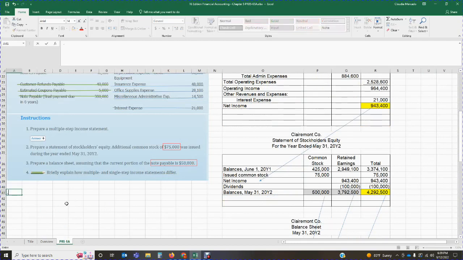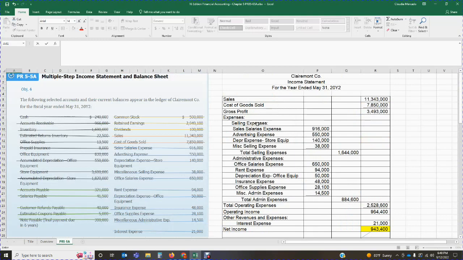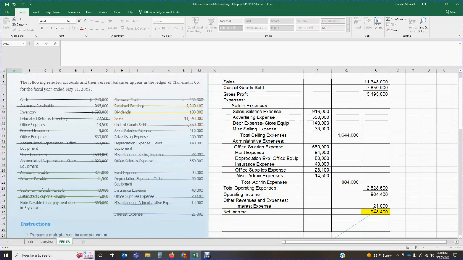Now for requirement 4, it says briefly explain how the multiple and single step income statement differ. Basically, I'm not going to type it out, I'm just going to explain it verbally. Y'all can listen. The multiple step form of the income statement contains the various sections as we can see here, the various sections of revenues and expenses with intermediate balances. So we have total selling, total admin, all of that good stuff, and then it concludes with your net income.